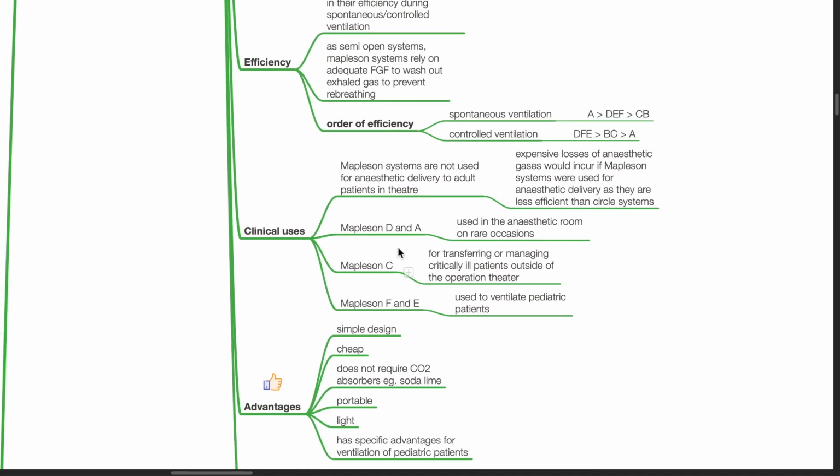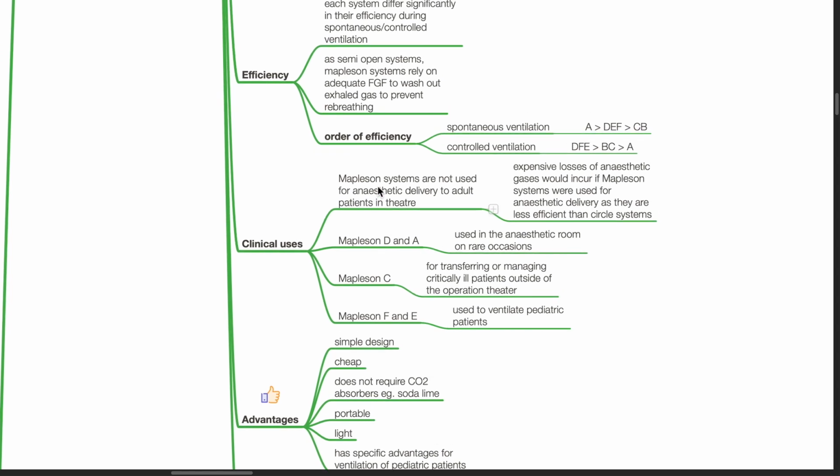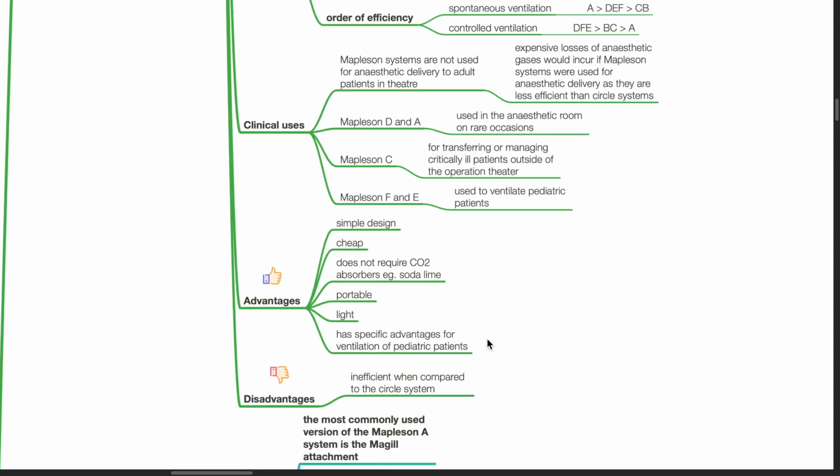Clinical uses. Mapleson systems are not used for anesthetic delivery to adult patients in the operation theatre, as expensive losses of anesthetic gases would be incurred if Mapleson systems were used, as they are less efficient than circle systems. Mapleson D and A are used in the anesthetic room only on rare occasions. Mapleson C is used for transferring or managing critically ill patients outside of the operation theatre. Mapleson F and E are used to ventilate pediatric patients.